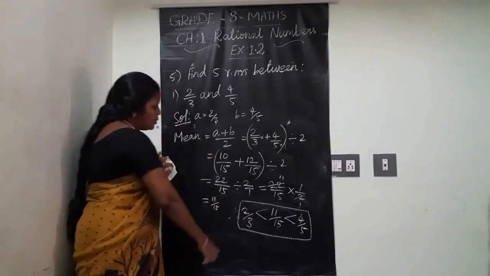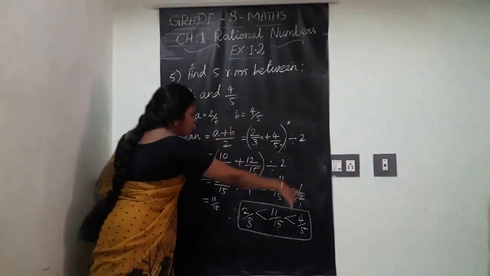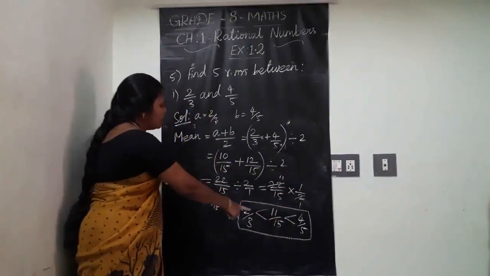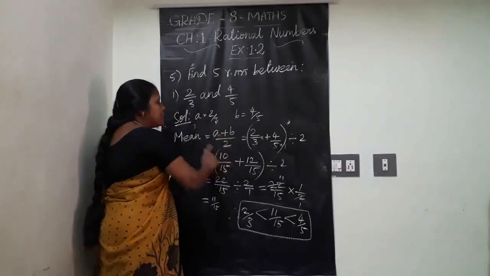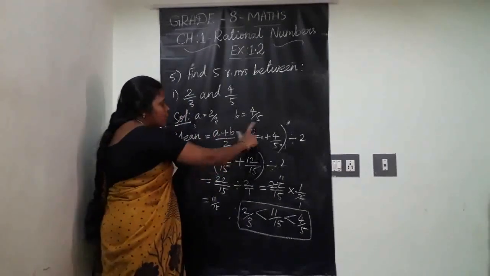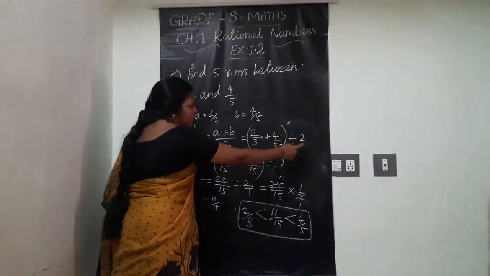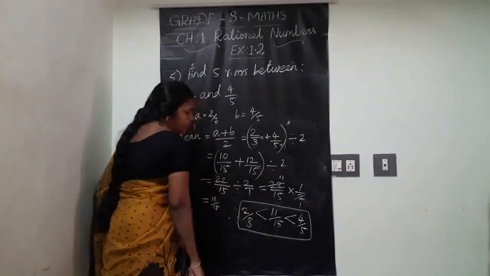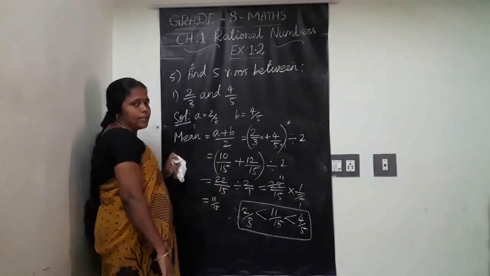Clear? So A is given number 2 by 3, B is 4 by 5. Between them, how I found the first number means using the mean formula, A plus B by 2. First of all you have to add the numbers and then divide by 2. At that time you are getting the answer 11 by 15.